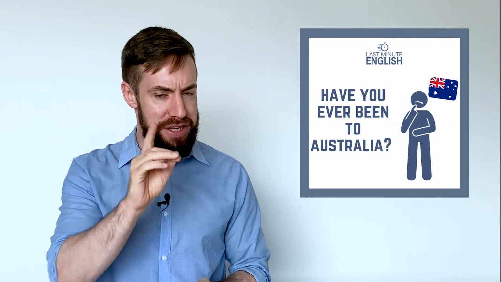Instead, we use ever when we're asking a question. For example, have you ever been to Australia? That one is correct. But when we answer, we don't use ever. We just say, I have been to Australia, or yes, I've been to Australia. There's no ever. Now, occasionally, we can use ever when we're not asking a question.